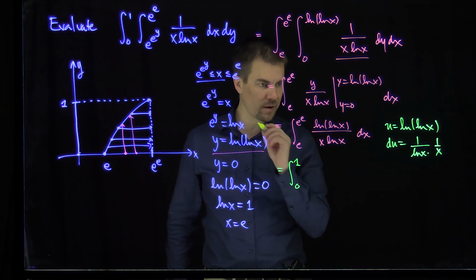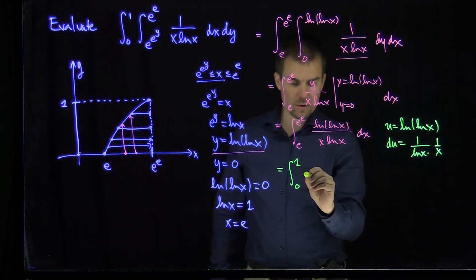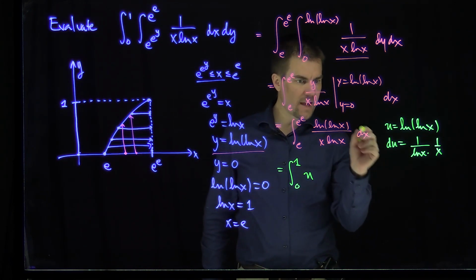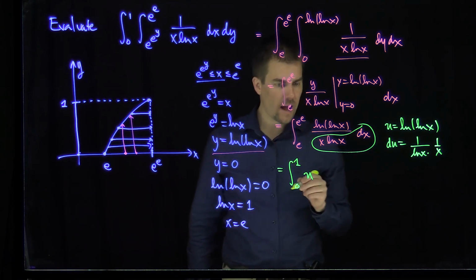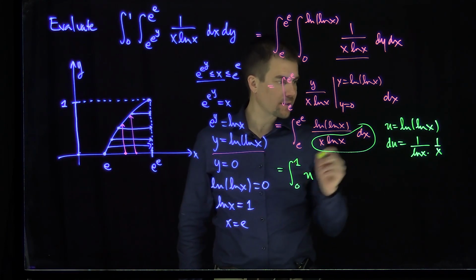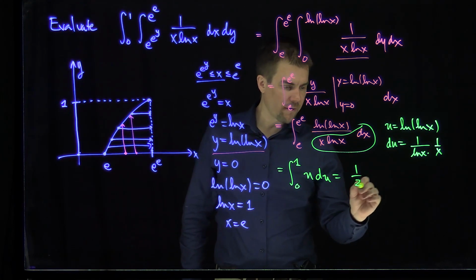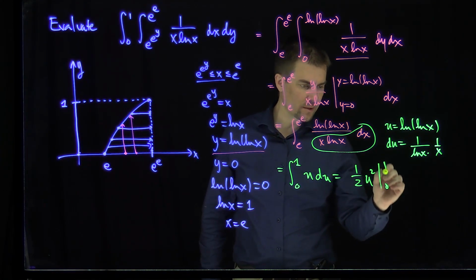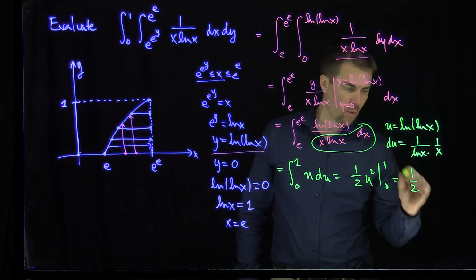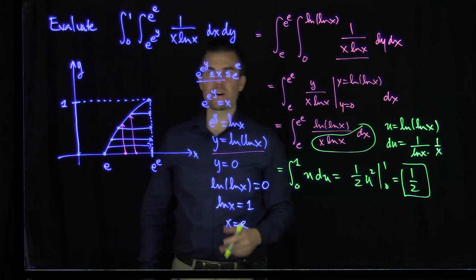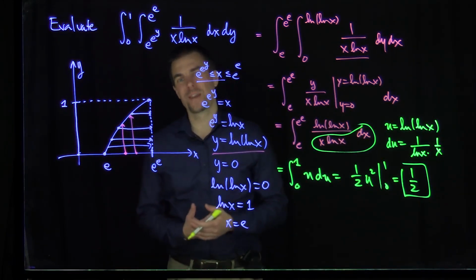So I'm going to go from 0 to 1 of what? Then this top is going to be a u. And then dx over x log x is just going to be a du. So this will be 1/2 u squared evaluated from 0 to 1, and that's just going to be 1/2. So if I change limits of integration, I find out that the integral in question is equal to a half. Thank you very much.